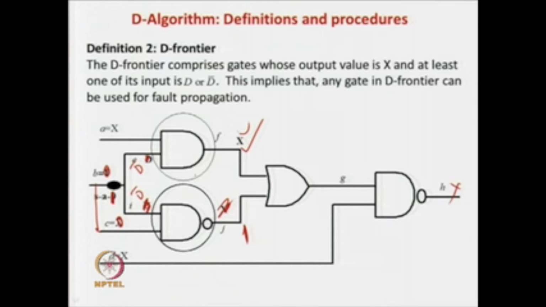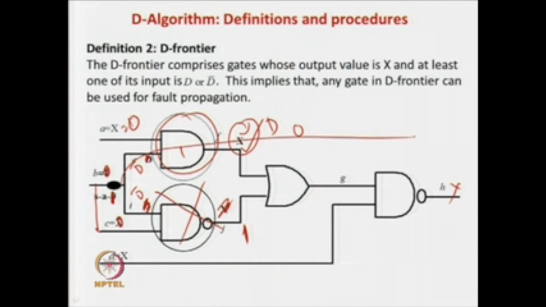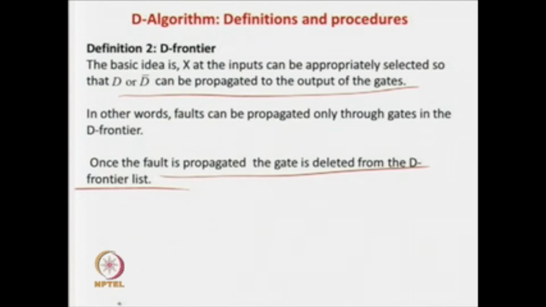Now this AND gate output will still be an X, because if you apply X equal to 1, then you get a D over here. If you get a 0, you will get a 0. So there is scope for propagating the fault through this one. But only this gate is in the D frontier, and this other gate is not. So it has a unique gate from which the fault effect has to be propagated. This situation is called the unique D drive.